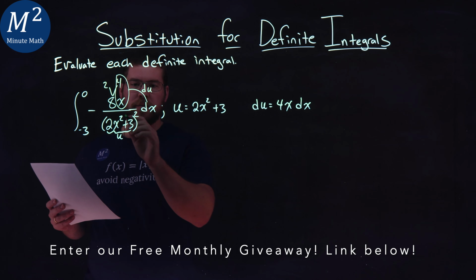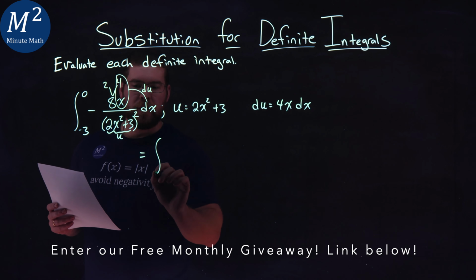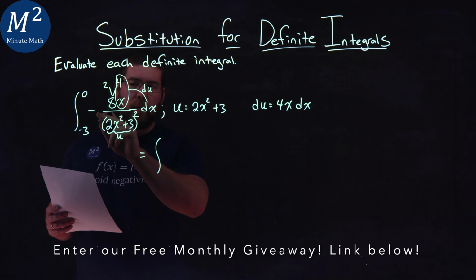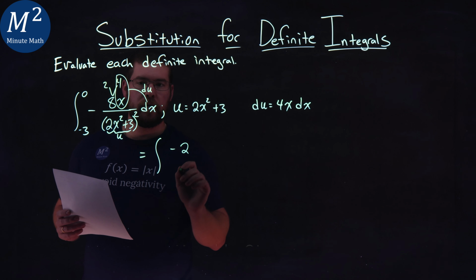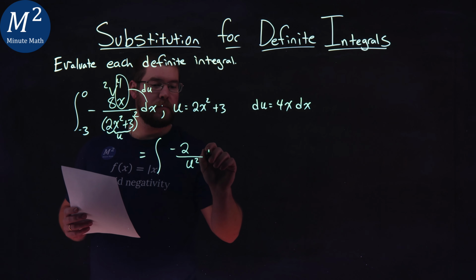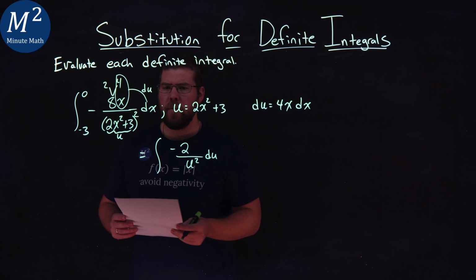Okay? So what can we do? Well, we want to rewrite this. I'm going to ignore these values right here. Let's write this in terms of u. Well, we have a negative 2 left over, u squared du. Not bad. But what about our bounds?